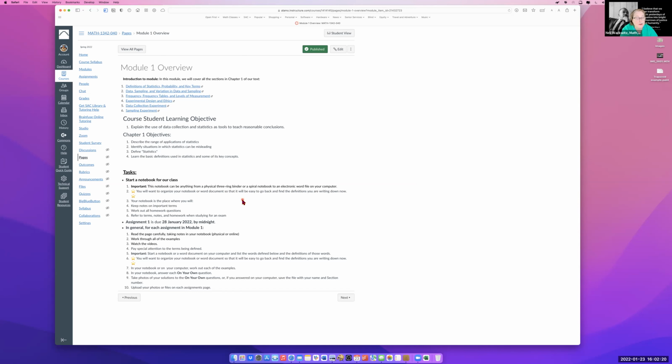I want you to keep that notebook for the whole semester. As it says here, it can be a physical 3-ring binder, or a spiral notebook, or an electronic Word file, anything so that you can keep records neatly and find them later when you need them. The things we're going to do in our notebook: we're going to keep important terms. All of the homework problems are going to be worked there, and we want to be able to refer back to terms, notes, and any homework for exams.